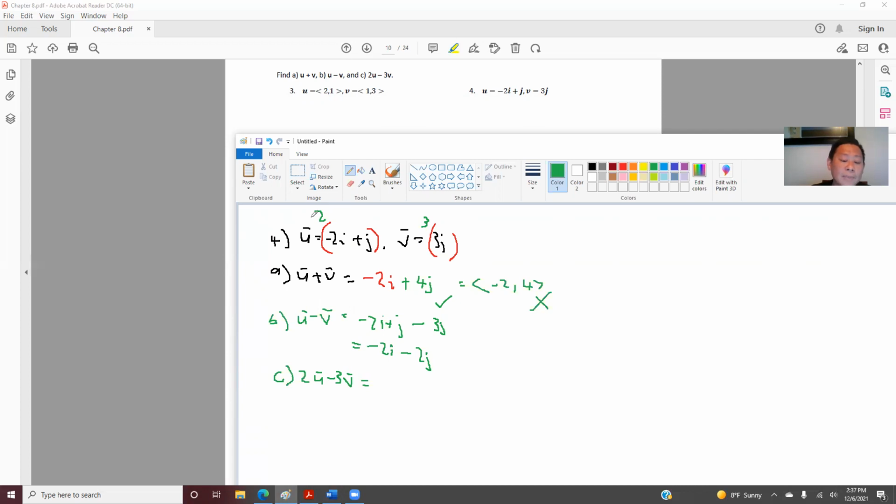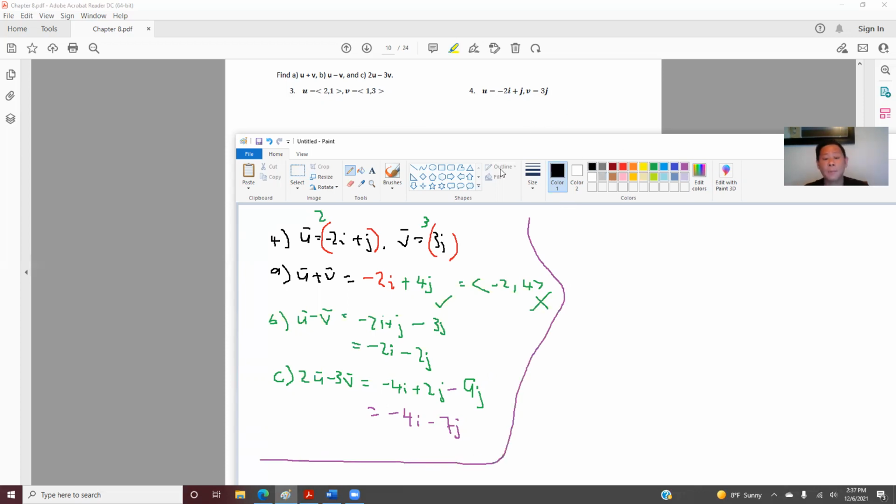When you multiply u by 2, you get negative 4i plus 2j. And when you multiply v by 3, you get 9j. Since the question wants us to subtract, we subtract and combine like terms. You get negative 4i minus 7j. So again, class, not difficult. This section is a bit more assigned in your homework, but you can tell the work we are doing here is pretty straightforward.